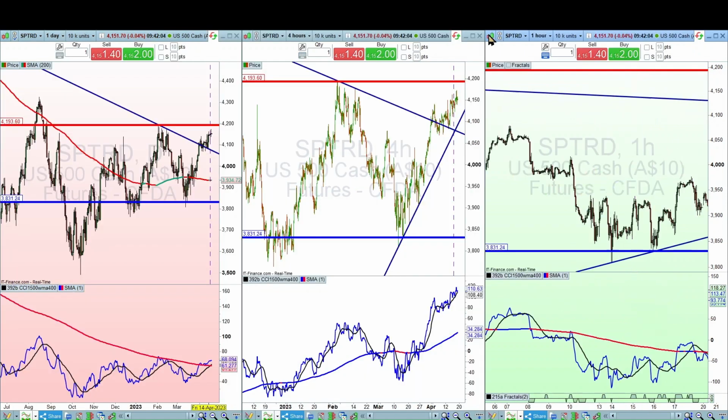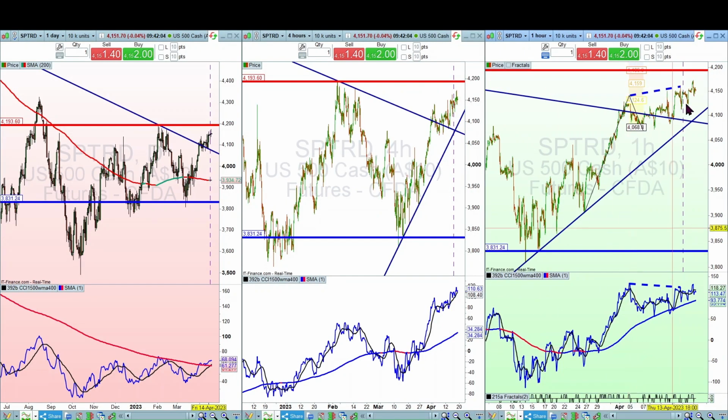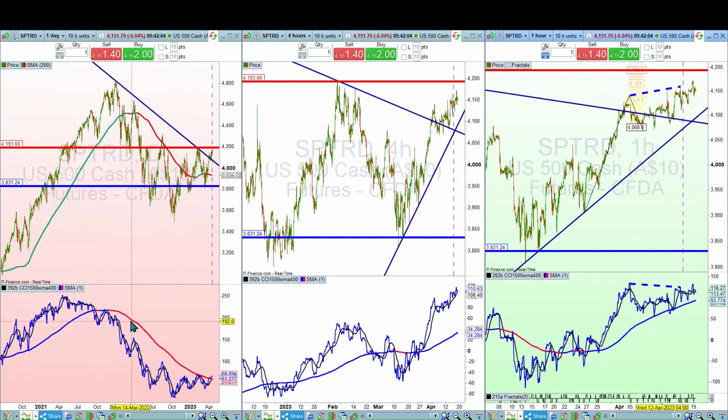So at the moment, cautiously going long, but just be mindful of this resistance and this divergence forming. But just be mindful on the daily, you can see there it's still in a pretty strong downtrend with some minor retracements over the period.